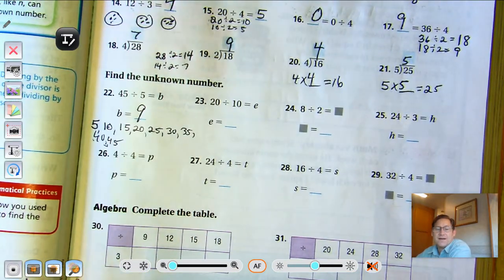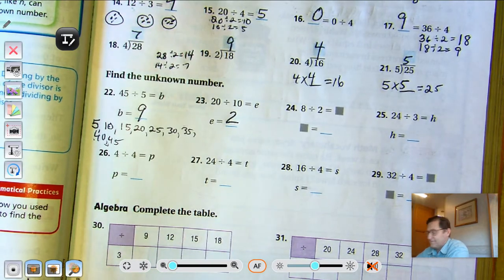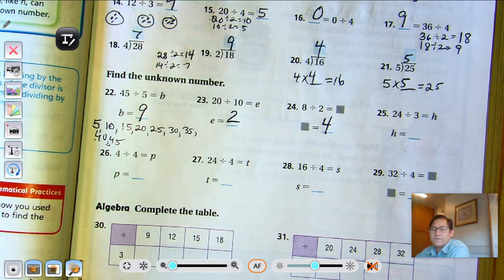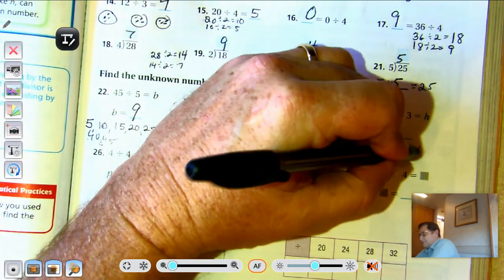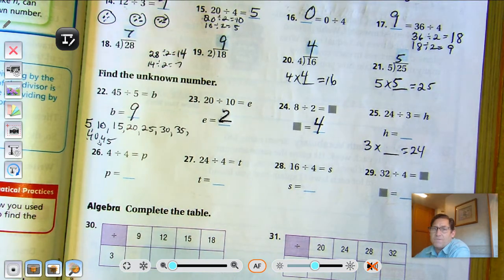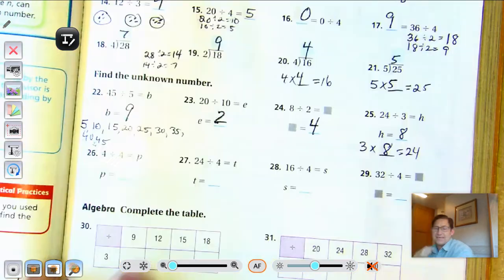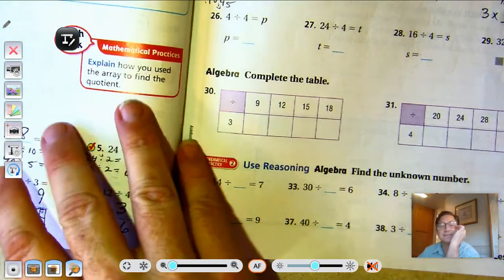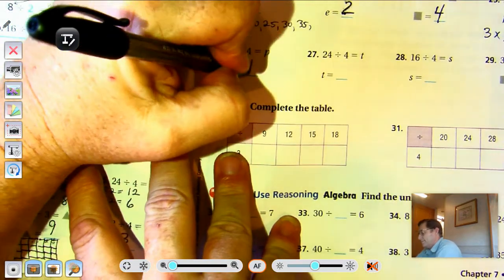All right, 20 divided by 10. That's an easy one. That's just 2. 2 tens is 20. 8 divided by 2. That's easy. That's 4. 24 divided by 3. 3 times what is 24? 3, 6, 9, 12, 15, 18, 21, 24. 8. 3 times 8 is 24. Right, 4 divided by 4. Any number divided by itself is 1.